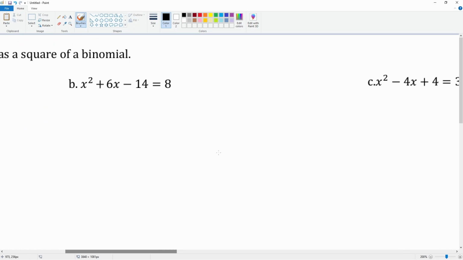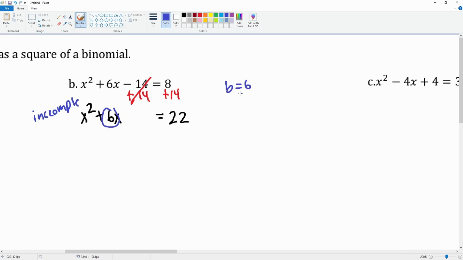Same thing here. It has to be incomplete, so we have to get rid of this constant. This cancels. You're left with x squared plus 6x, which is now incomplete, equals 8 plus 14, which is 22. We make it incomplete so we can complete the square.